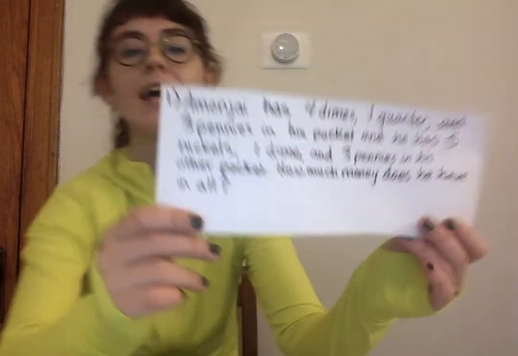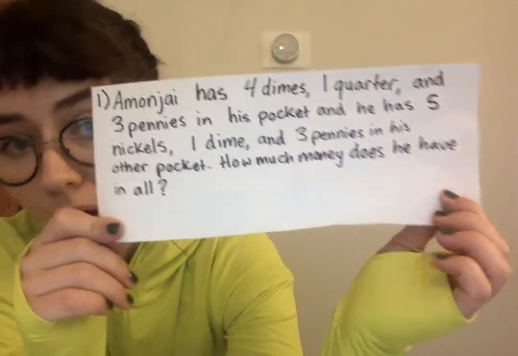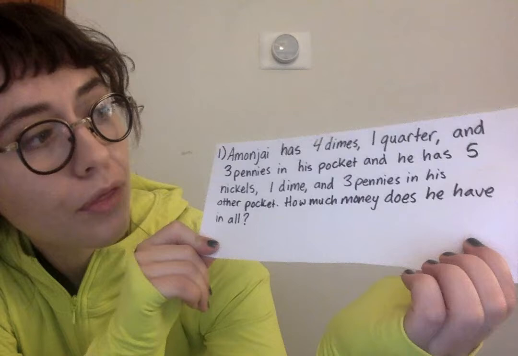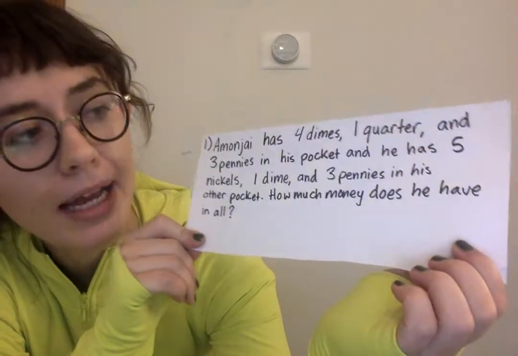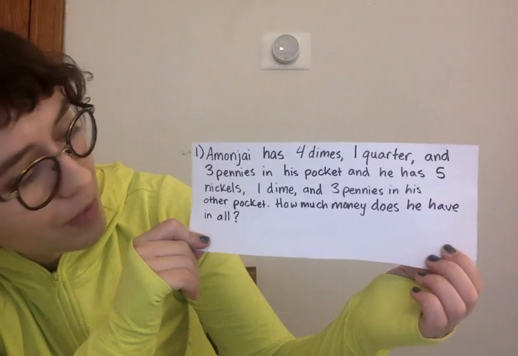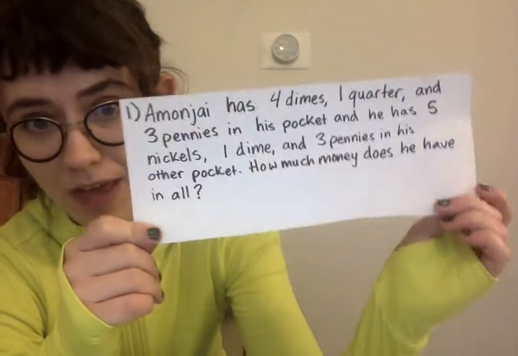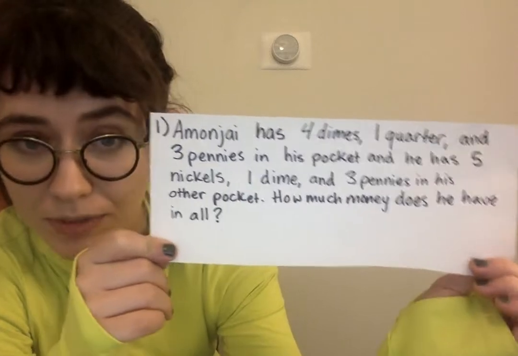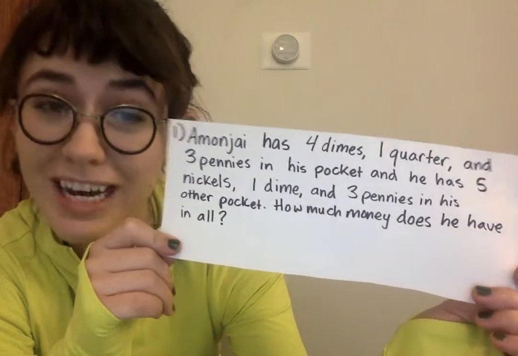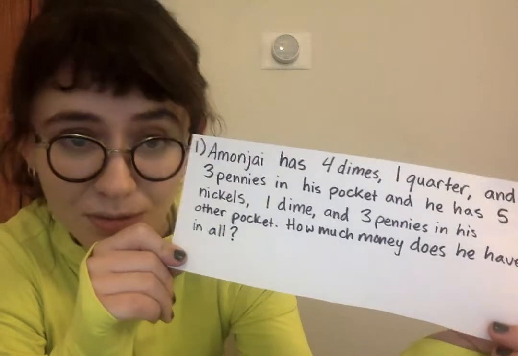Our first problem says, Amanje has 4 dimes, 1 quarter, and 3 pennies in his pocket, and then he has 5 nickels, 1 dime, and 3 pennies in his other pocket. So how much money does he have in all? Our first step was to read the problem, and if you want to underline all of the parts that tell you about different coins, you can go ahead and do that. That's what I'm going to do.